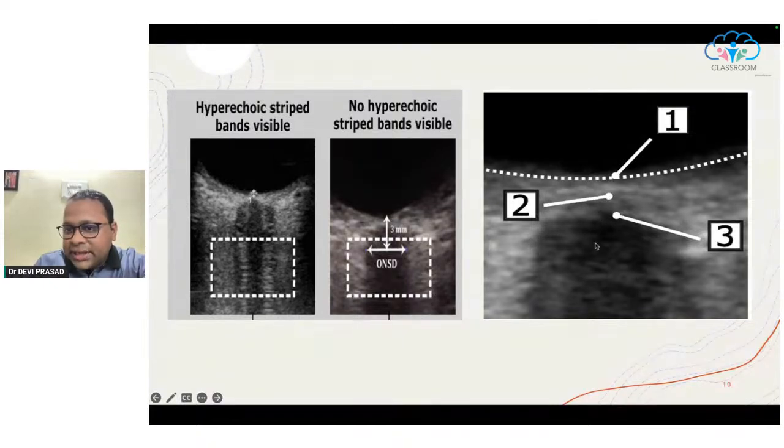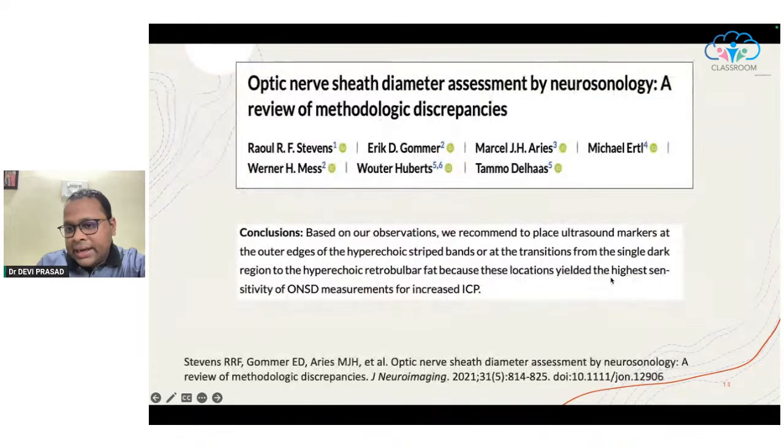So where you see the hypoechoic structure merging with the hyperechoic structure, that is the place where you have to drop a 0.3 centimeter line, and then take the measurement. And this is a study by Stevens et al., an assessment by neuroanesthesiology, a review of the methodological discrepancies, and based on their observations, they found quite a bit of heterogeneity in the points at which they have taken the measurements, like we discussed.